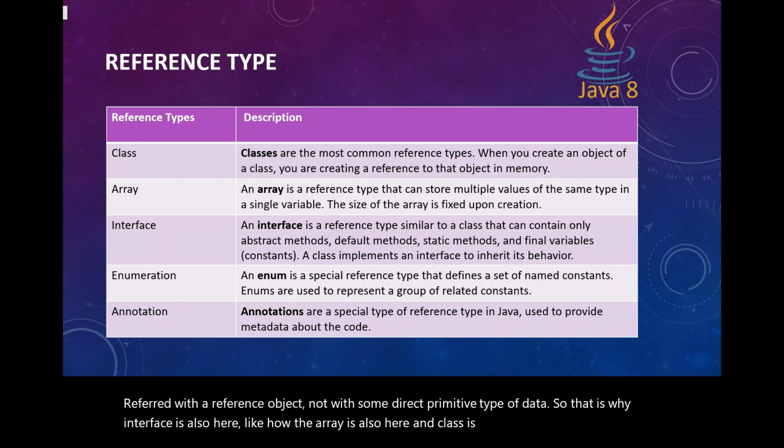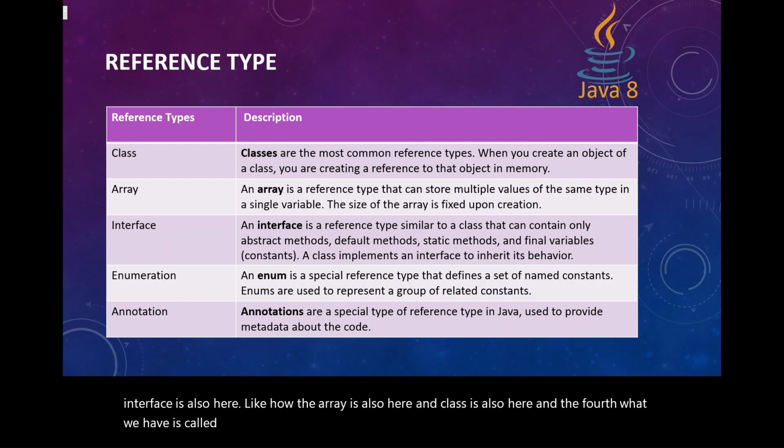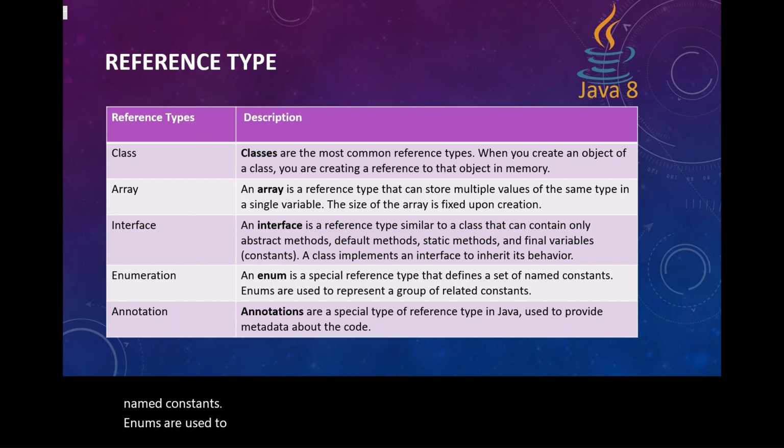And the fourth one we have is called enumeration. Enumeration is a special reference type that defines a set of named constants. Enums are used to represent a group of related constants. So you have class, you have array, and you have interface.